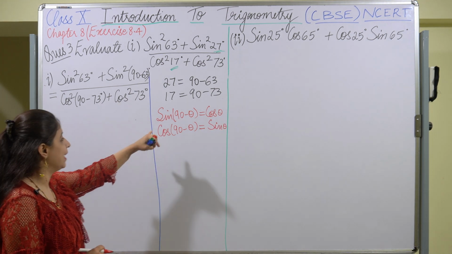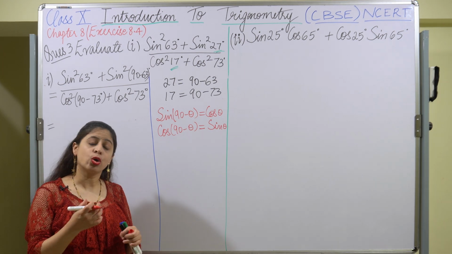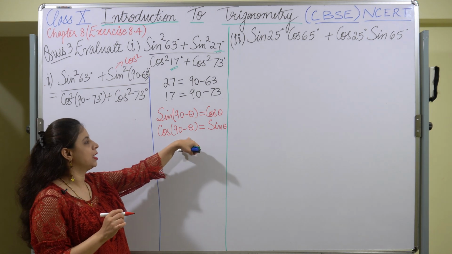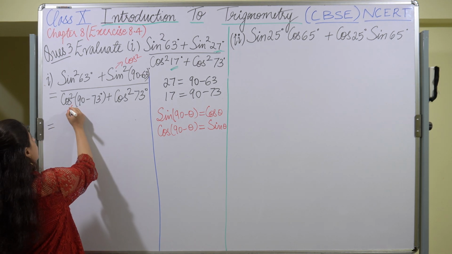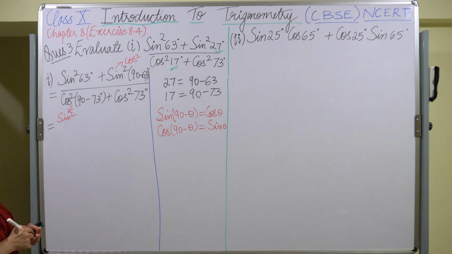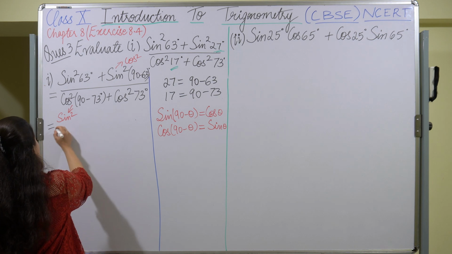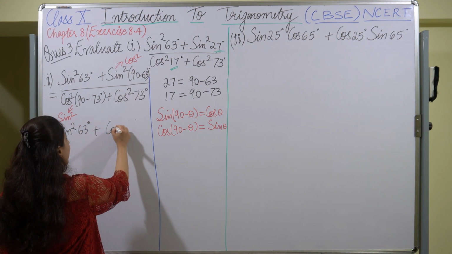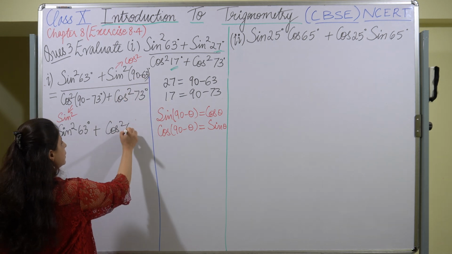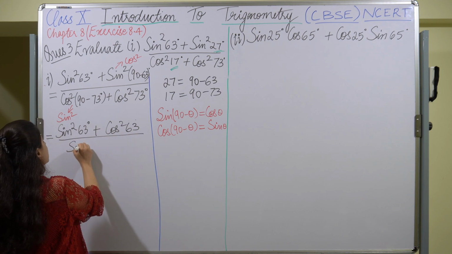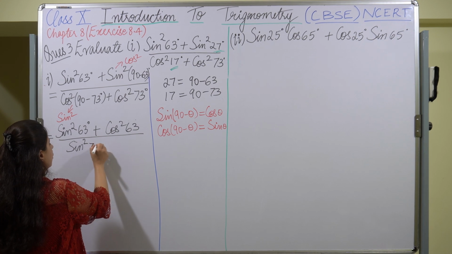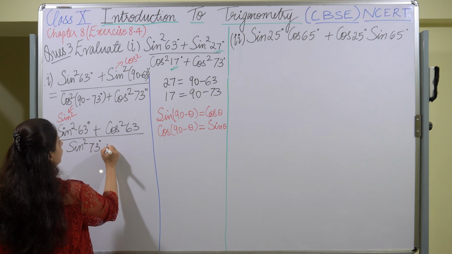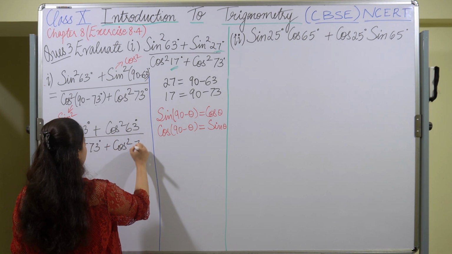Sine 90 minus theta is cos theta, so sine square 90 minus theta will be cos square theta. Similarly, cos 90 minus theta will be sine theta, so cos square 90 minus theta will be equal to sine square theta. So from here we will be getting sine square 63 degrees plus cos square 63 degrees, our theta over here is 63, upon sine square 73 degrees plus cos square 73 degrees, here our theta is 73.